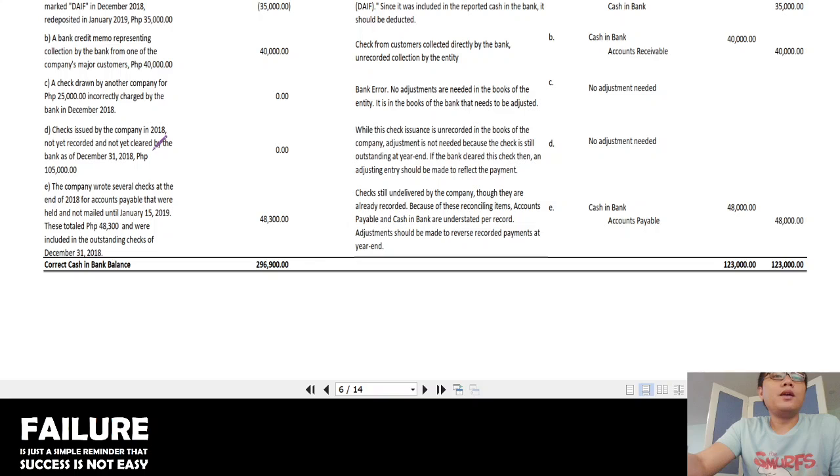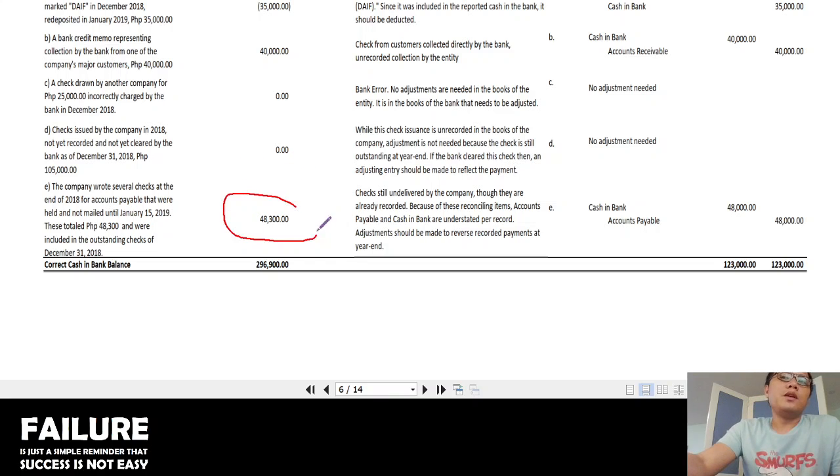Next, the company wrote several checks at the end of 2018 for accounts payable that were held and not mailed until January 15, 2019. This totaled 48 and were included in the outstanding checks. Ito yun siya, yung sinasabi natin kanina. The company recorded check issuances. So this was deducted already. However, these are outstanding at the end of 2018. Kasi yun nga, hindi pa na-deliver, hindi pa na-mail sa mga supplier natin.